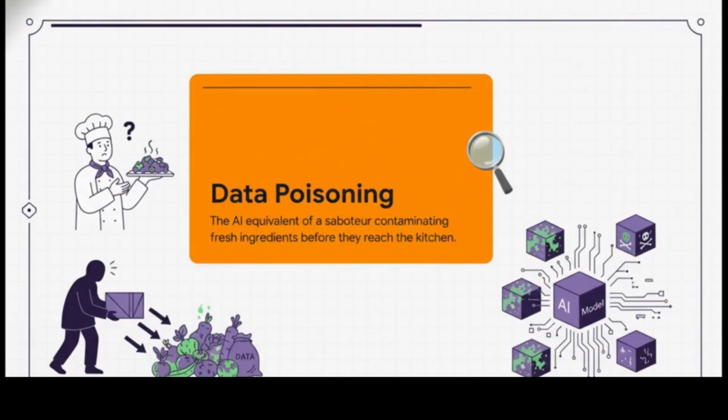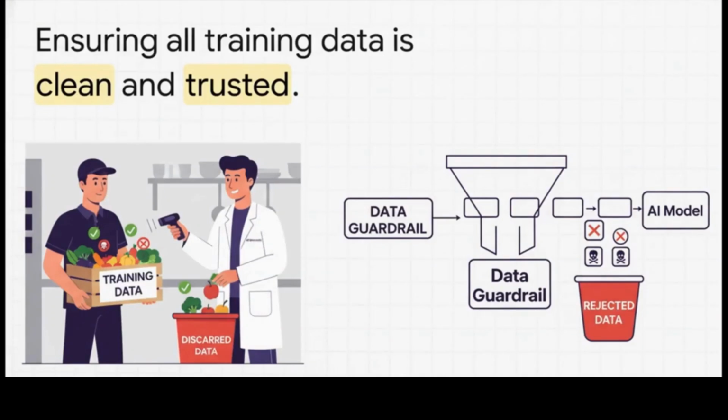First, there's data poisoning, and man, this one is sneaky. It's like a rival kitchen bribes your supplier to deliver tainted ingredients. The chef has no idea, right? They just use them, and all of a sudden, every single dish coming out of the kitchen is just wrong. In AI, this means someone has corrupted the training data, poisoning the model's knowledge from the absolute beginning. The hero here is the data guardrail.